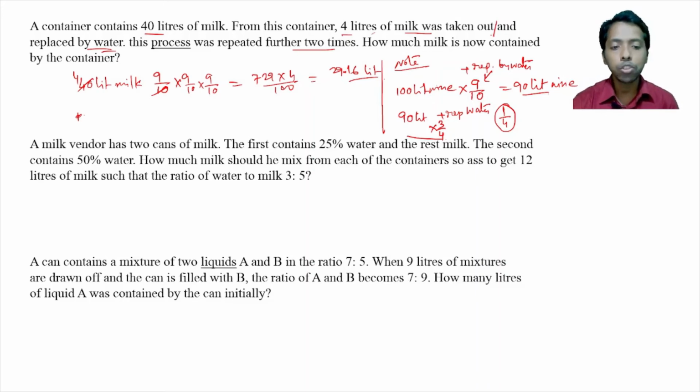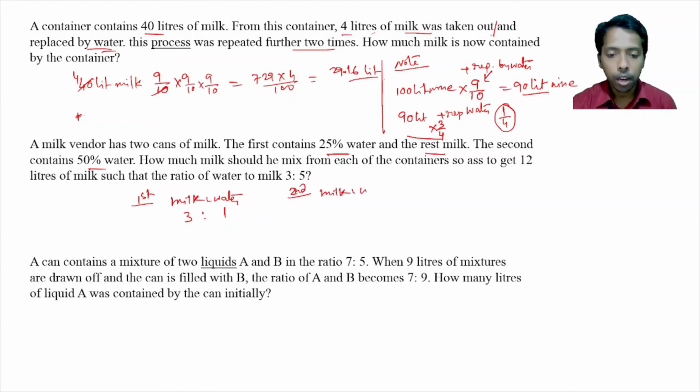A milk vendor has 2 cans of milk. The first contains 25% water, rest is milk. The second contains 50% water and rest is milk. So in the first container, milk and water: 25% water, so 75% milk, that is 3 here. Now in the second container, milk and water is 1:1. No confusion, 50% is being talked about.